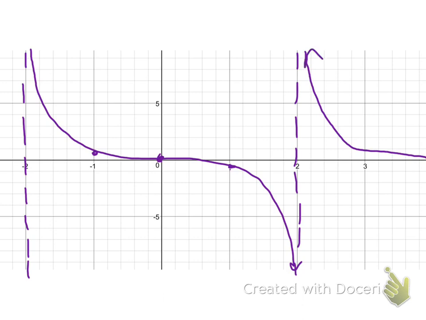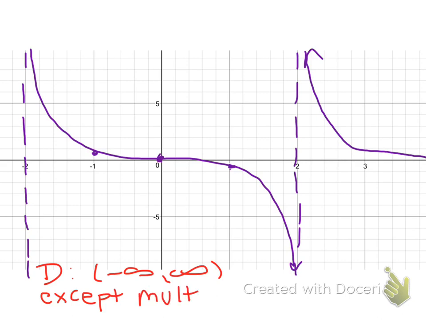Our domain would be negative infinity to positive infinity, except multiples of 2, we could say. Actually, we have to say every other multiple of 2, because 0 is a multiple of 2, and so is 4, so we have to say every other multiple of 2. And then our range is negative infinity to infinity.